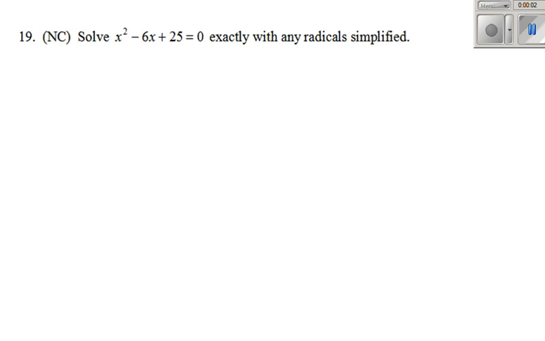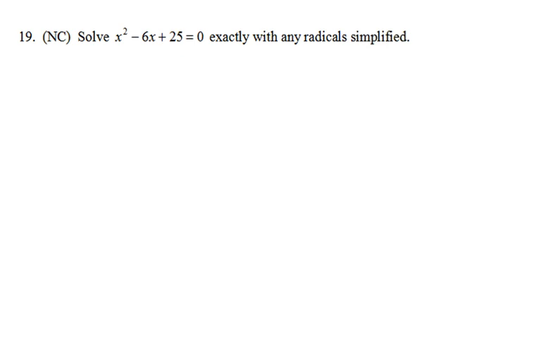In this video, we're going to consider the problems where we're asked to solve a first or second degree equation. Of course, there's a lot of different problems like these, but in this situation, we're going to be considering just the two on our review packet. So in this first one, we're asked to solve x squared minus 6x plus 25 equals 0.